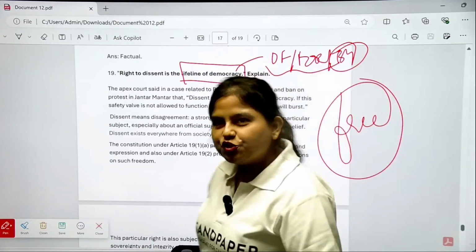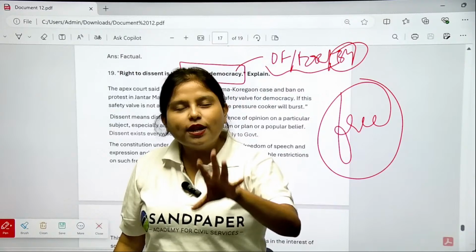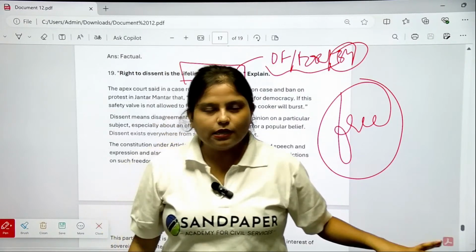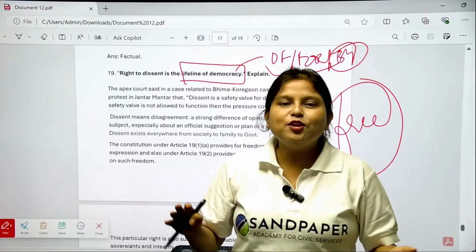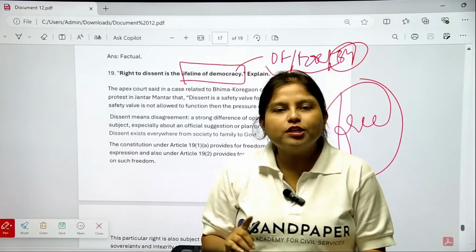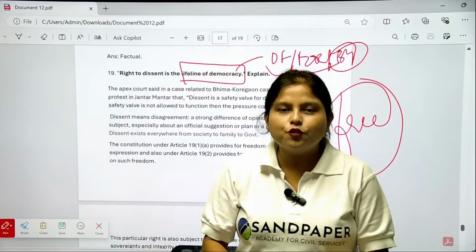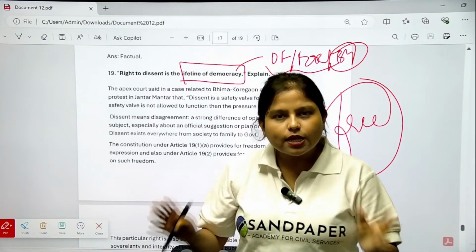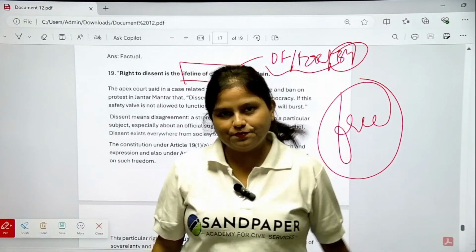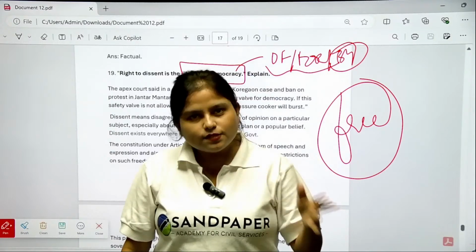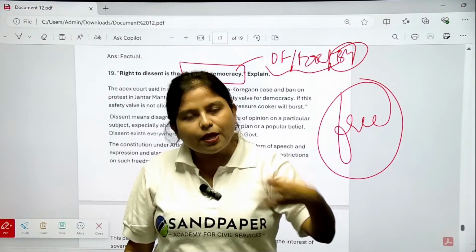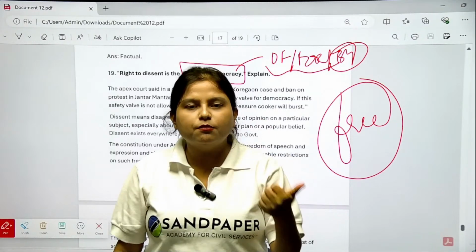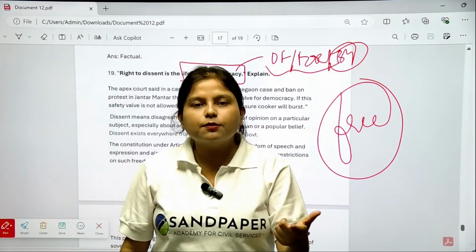So in the core and crux of this question, you had to write this. Now it depends on you whether you have included the article. If you have not written the Bhima Goregaon case, if you have not written the whole context of the right to dissent, then marks will be cut. This was the problem I have seen. Maximum of them did not write about the Bhima Goregaon case. They did not write about the Jantar Mantar banning case.